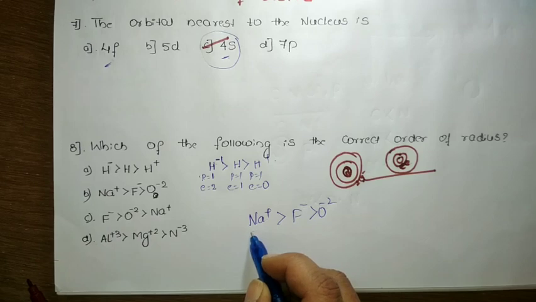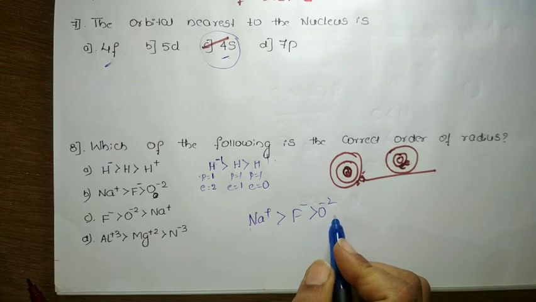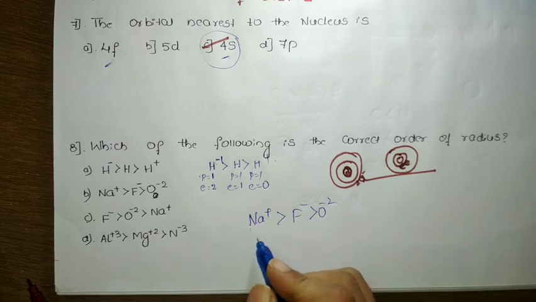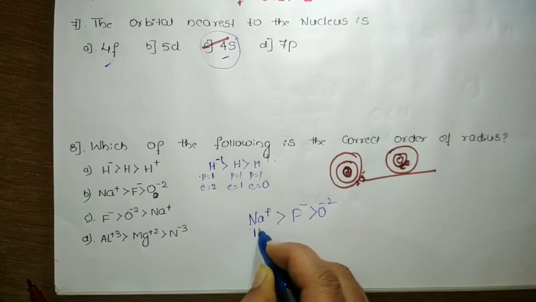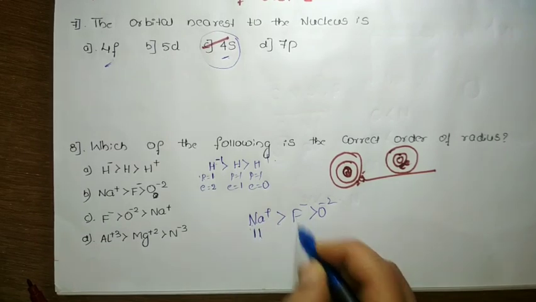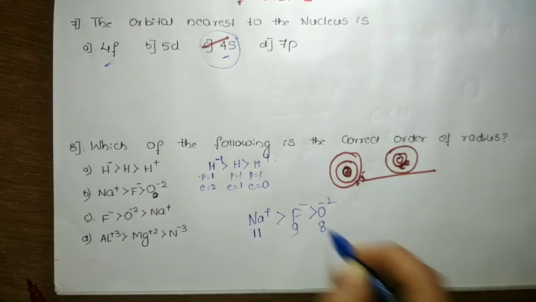The number of protons. Why? Because these are isoelectronic species. What do you mean by isoelectronic? Having the same number of electrons. So no need to consider the electrons, concentrate on the protons. Sodium has 11 protons, fluorine has 9, oxygen has 8.